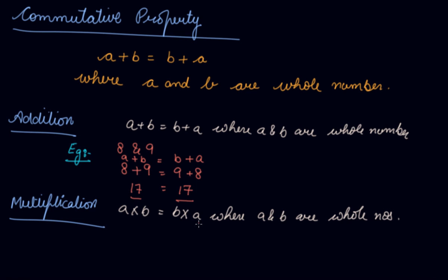Now A into B is equal to B into A, and the answer you will get will be a whole number. So let's take two whole numbers, 2 and 5. So let's take A as 2, B as 5. So 2 into 5 is 10, and then B into A, that is 5 into 2, is 10 again. So 2 and 5 are whole numbers, and 10 is also a whole number. So multiplying 2 into 5 or 5 into 2, you will get the same answer and the same whole number. This is your commutative property.